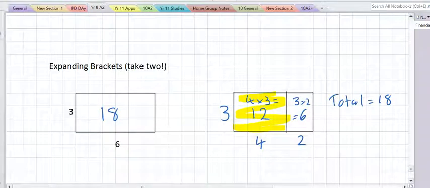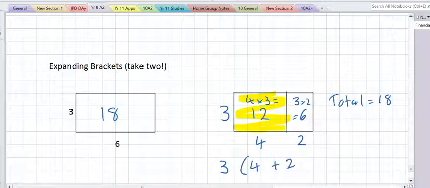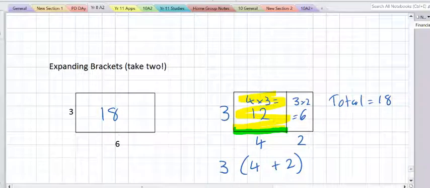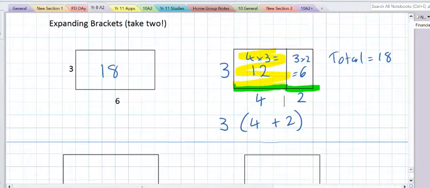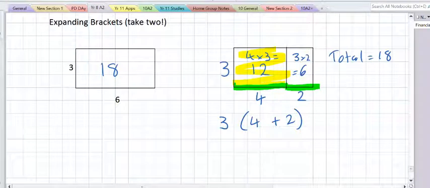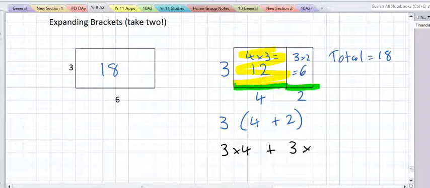So if we were going to write out that rectangle in sort of a math sentence, we could say that it was 3 lots of 4 plus 2. Because this line here is 4 plus 2. Okay? And then to work out the area of that multiplication, we have done 4 lots of 3, or 3 lots of 4, so 3 times 4. And then we've added on the second miniature rectangle, which is plus 3 times 2.